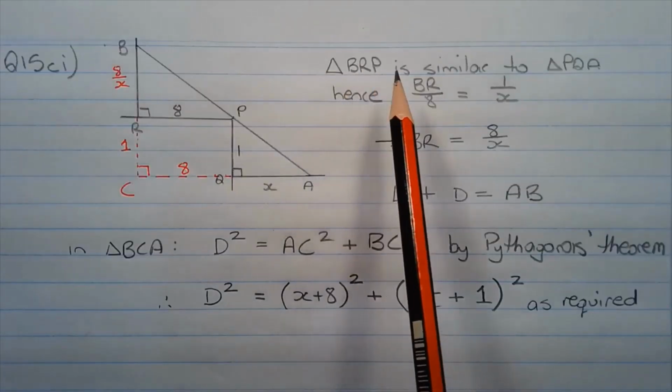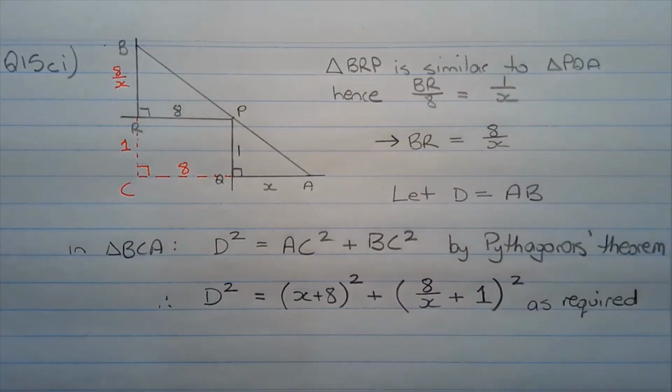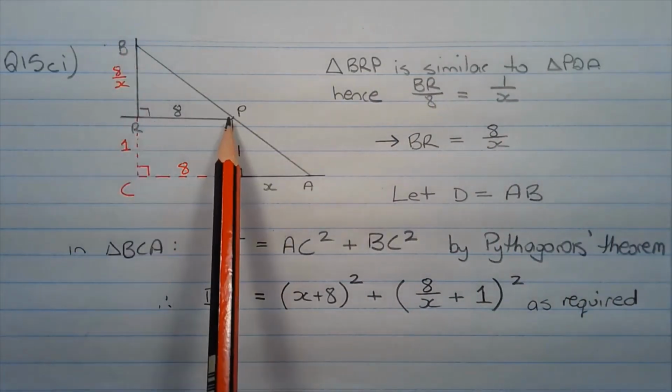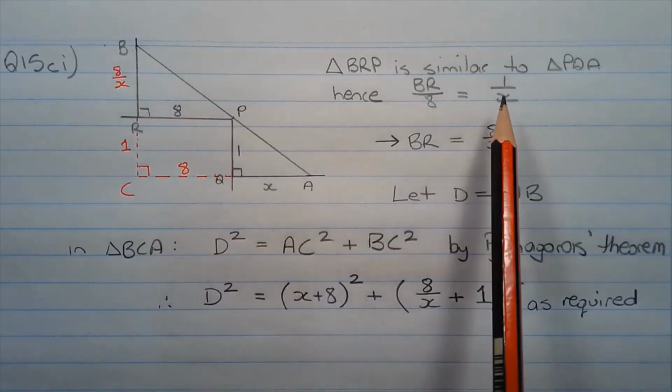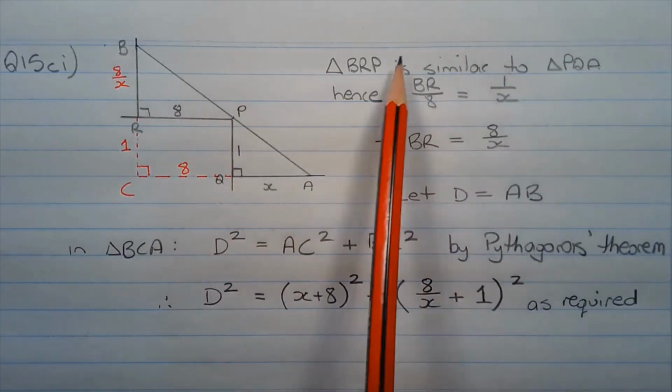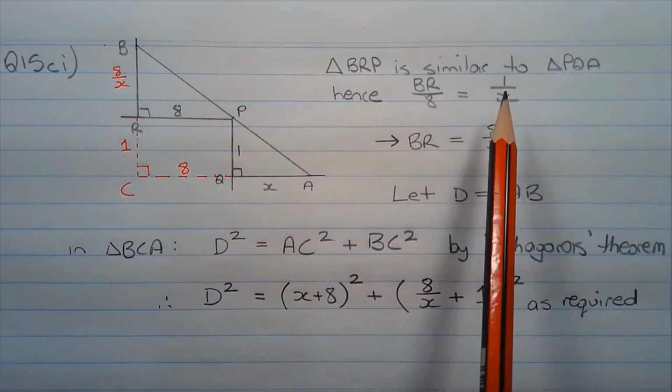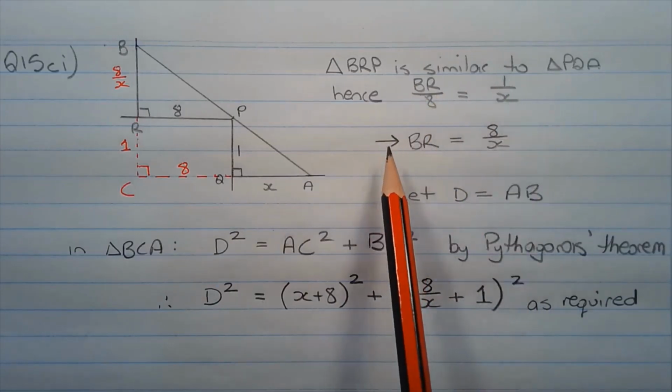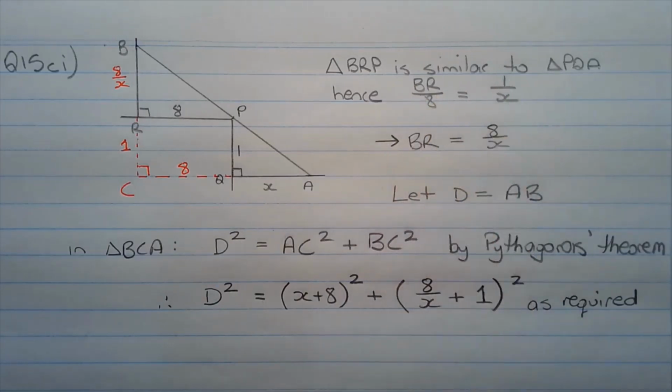Triangle BRP is similar to triangle PQA, hence corresponding sides are in the same ratio. So BR over 8 is equal to 1 over x. So I've formed an equation here, and we're going to solve for BR by multiplying both sides of the equation by 8. So BR is equal to 8 over x. Now let D equal AB.